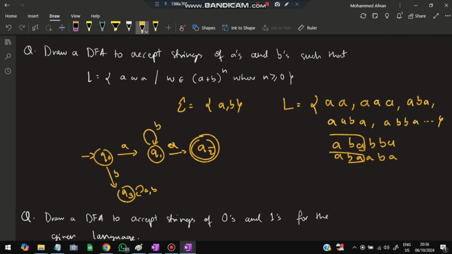The ending point is A, so A will be here only. What if B comes? B cannot be taken here. If I take B here, the ending will be B, but that should not be accepted. The ending should not be B, right? So I'll not take B here.